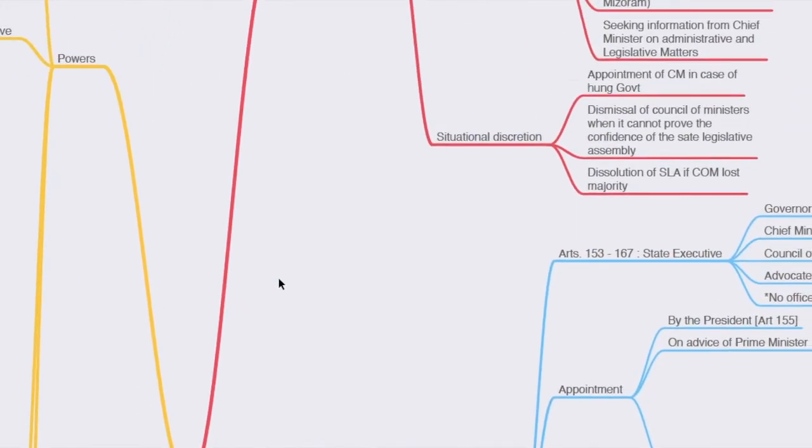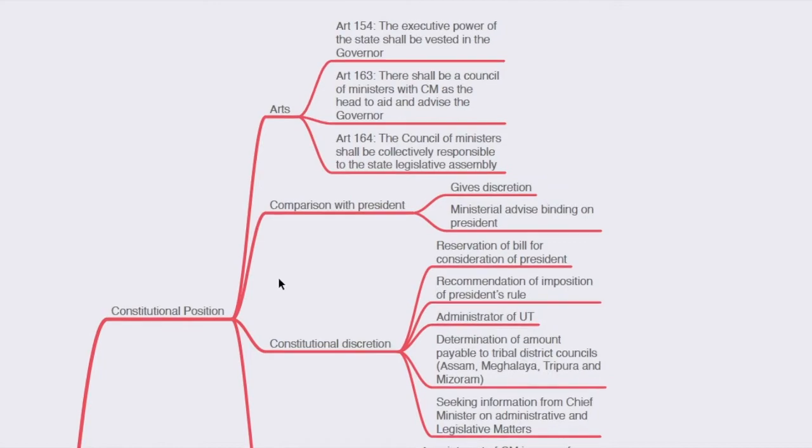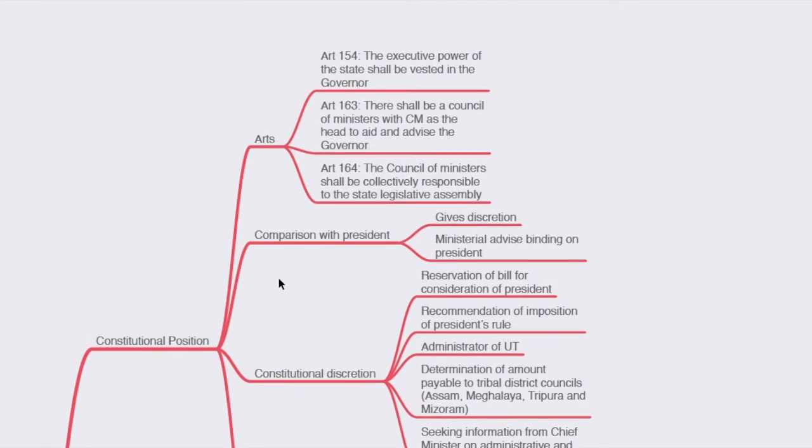Now let us see his constitutional position. When we think of the constitutional position of the governor, we should be very clear with these 3 articles. Article 154 states, the executive power of the state shall be vested in the governor. So he is the symbolic head. He is the head of the state. All the executive actions are taken in the name of the governor.